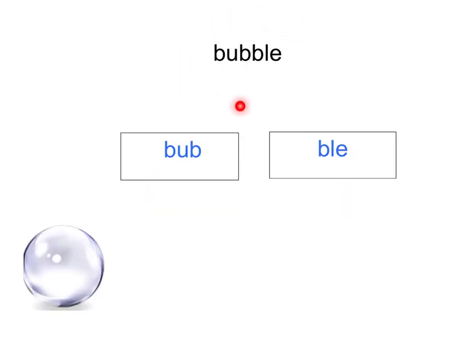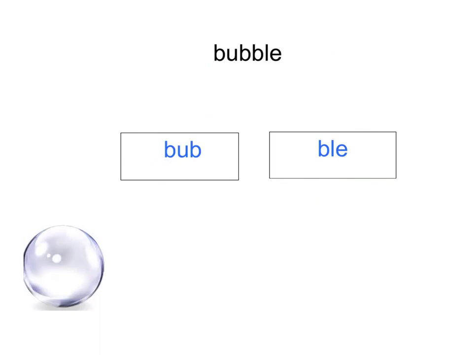Let's look at the word bubble. Bubble is also 2 syllables long, so I've split it into 2 syllable boxes below, syllable number 1 and syllable number 2. Let's look at syllable number 1.